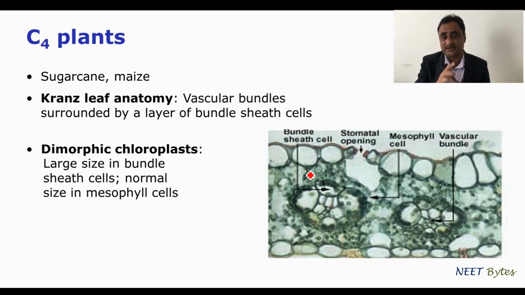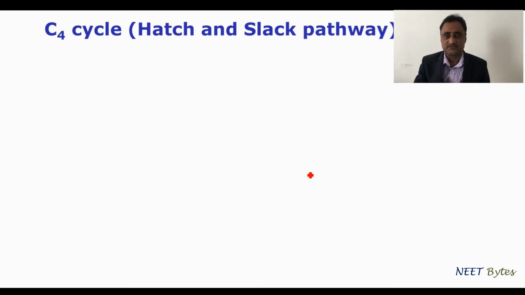And it is this dual arrangement, what we call Kranz anatomy, that gives a great advantage to the plants in terms of the photosynthetic yield, the tolerance, and other benefits. We will discuss that. But first of all, let's have a look at the cycle.